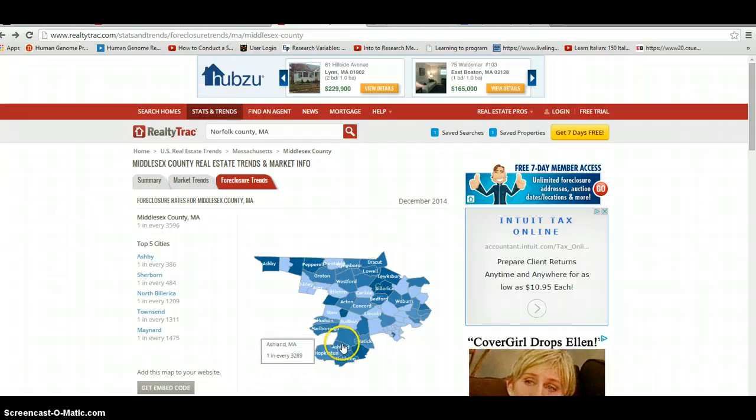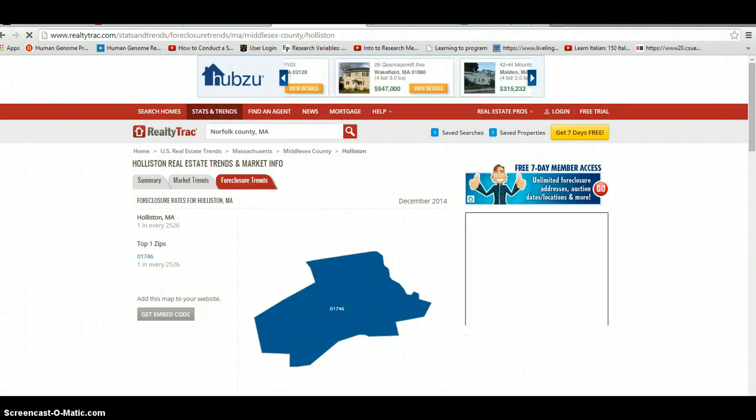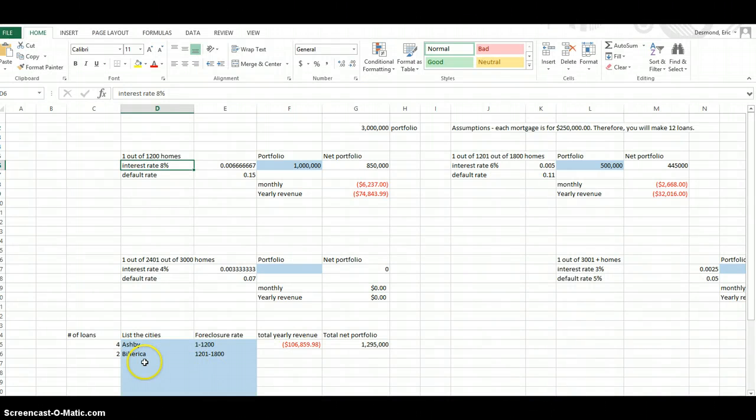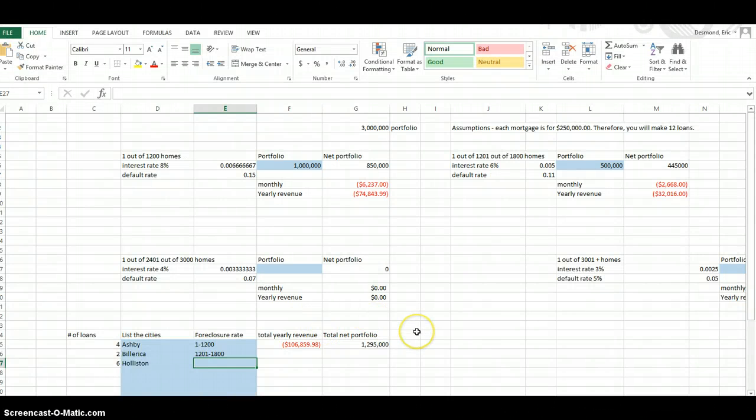And so let's pick one more area, one more city, and let's look at Holliston, Mass. And again, I'm in Middlesex County. You can do any county you want. So we go to Holliston, Mass. And as you can see, 1 in every 2,526 homes is Holliston, Mass. So 6 homes. And that's going to fall into the category 2526. There you go. So that's your 12, that's how the portfolio is split up amongst these areas.